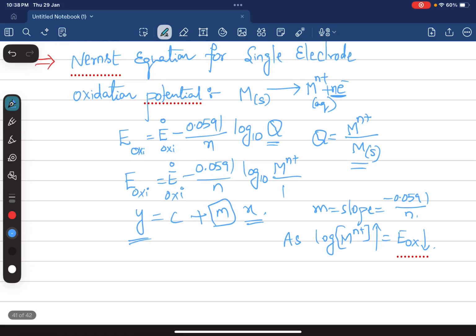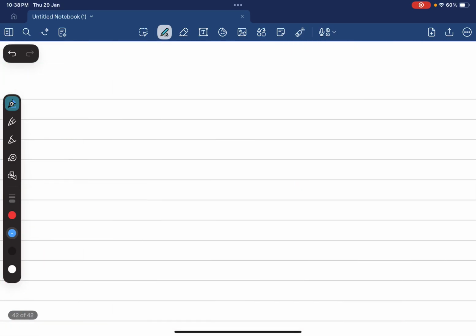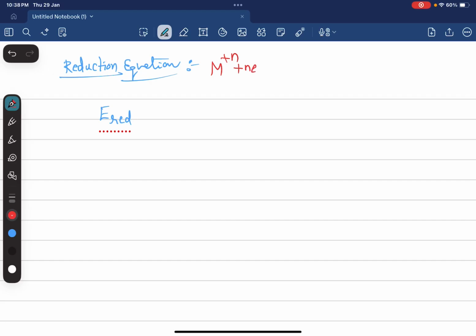Similarly, you can write the reduction equation also. Reduction equation. So E reduction equals, you can write the equation first: M n plus plus n electrons gives rise to M solid. Then Q equals M solid by M n plus. So that can be written as 1 by M n plus, because M solid is taken as 1.